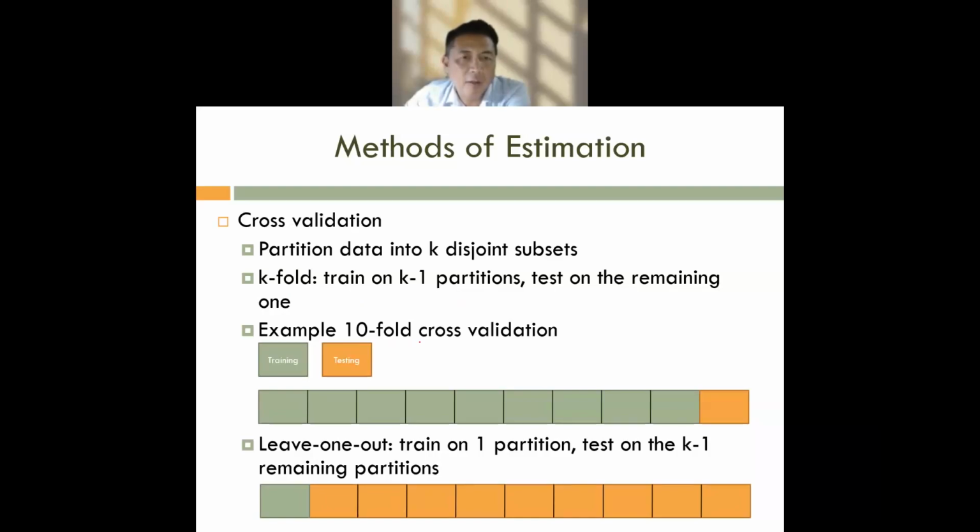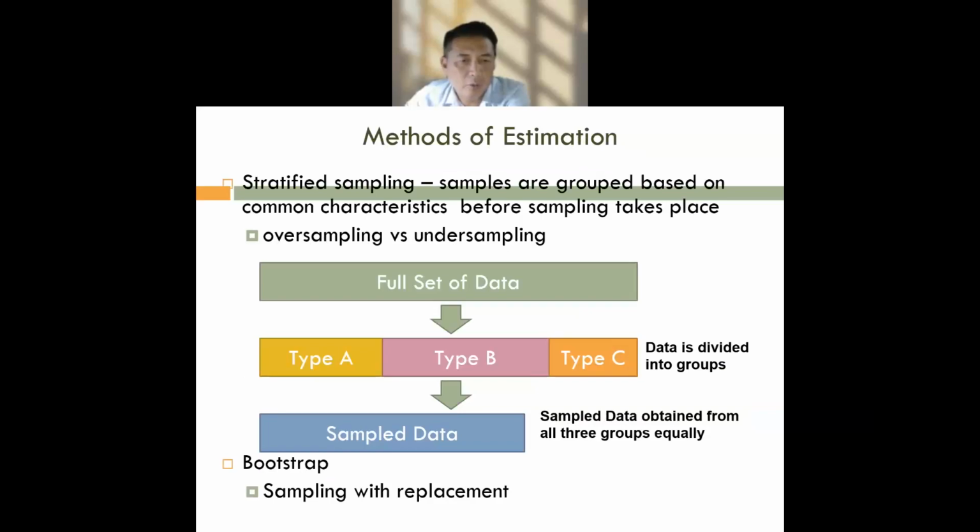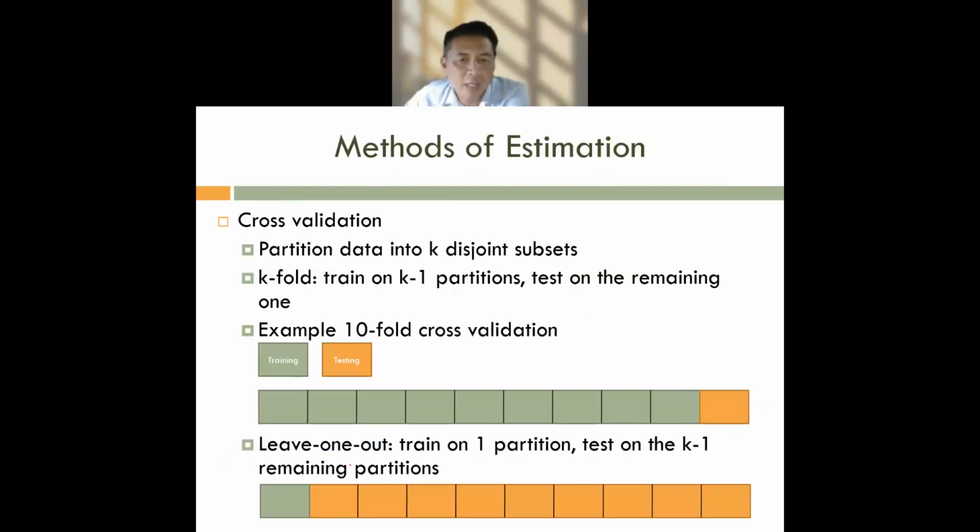We also have the tenfold cross validation. This is just an example. We take one of them as the testing and the others will be the training. We also have leave one out. Leave one out, this is the other way around: we use one for testing and the remaining k minus one for training. So this is leave one out.